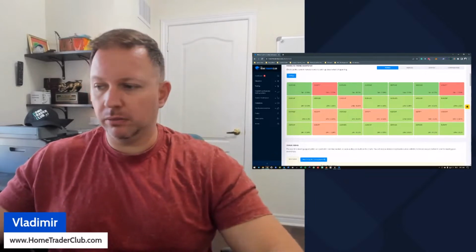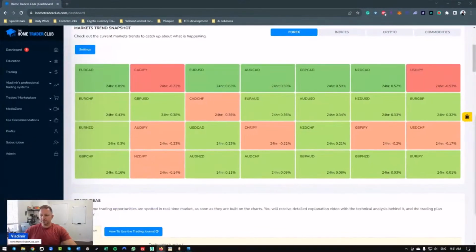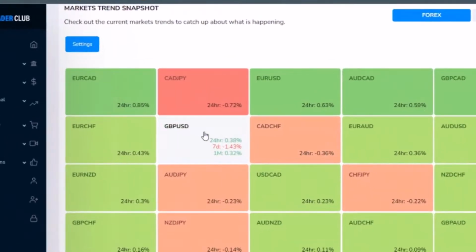So take a look at the pound dollar. Let me just enlarge this screen. If we take a look at the pound dollar here, look at the numbers. Okay, the monthly is shrinking, getting close to zero. It's 0.32% change during the month, while the 7 days, the weekly, was negative by more than 1%. And in the last 24 hours, we see some bullish pullback.